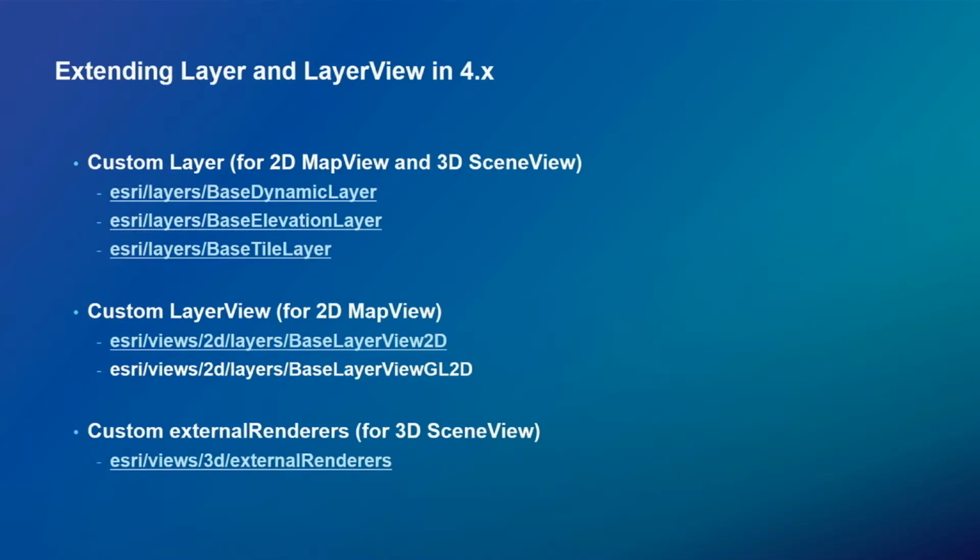So if you're going to be extending layers and layer views in JS API 4x, the core team has split up a few different concepts called layers and layer views, and as a secondary item, external renderers. So here again, for your reference later, I'm just listing some of your entry points as developers. You've got base dynamic layer, base elevation layer, a tile layer, and then for those of you making custom layer views, you've also got a couple of modules there that have long names that I'll skip reading right now.